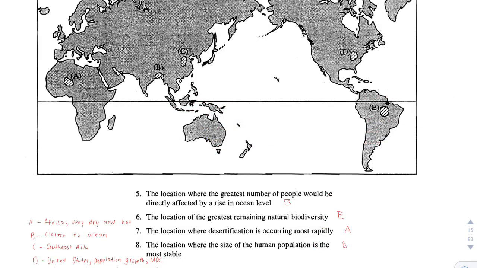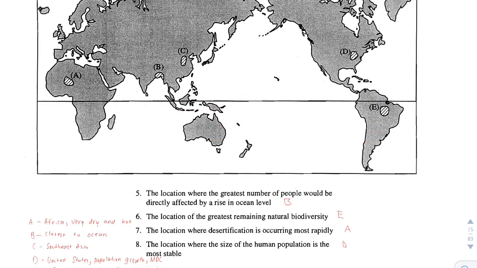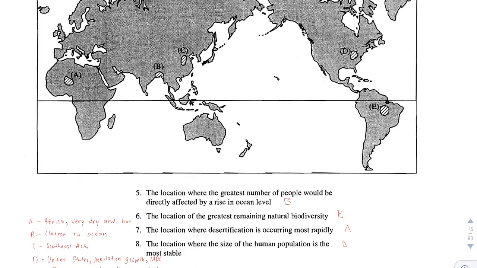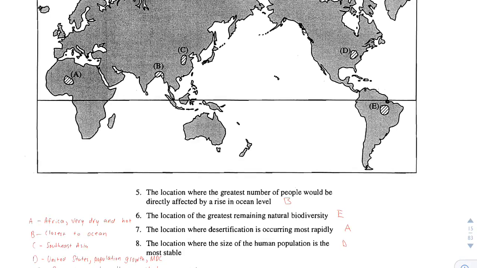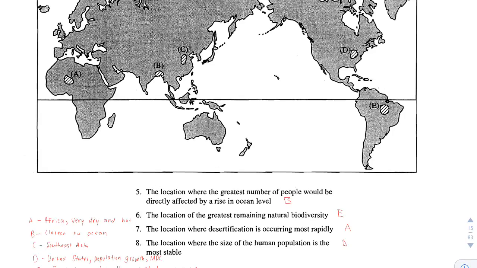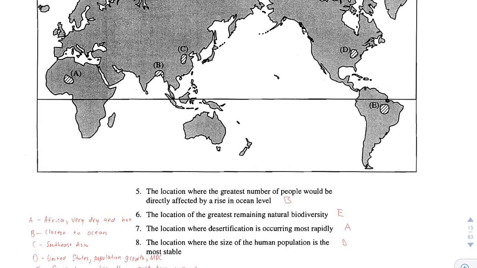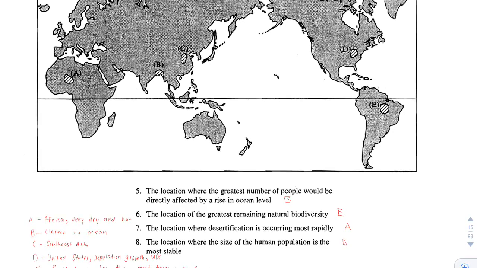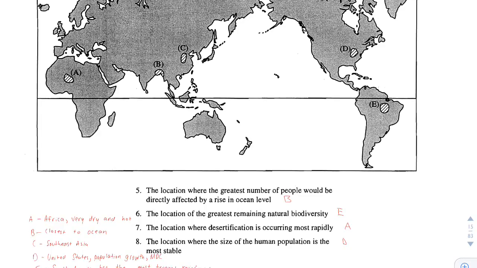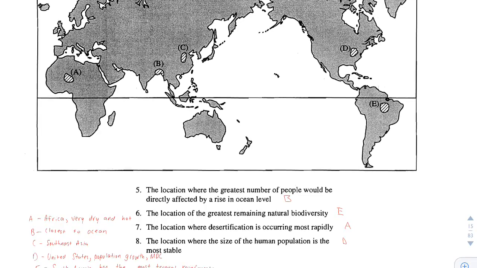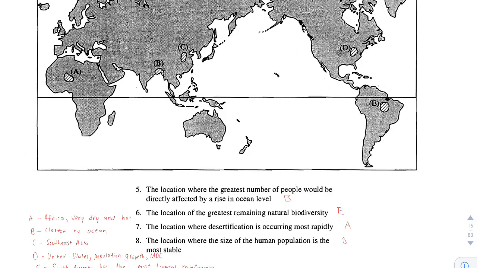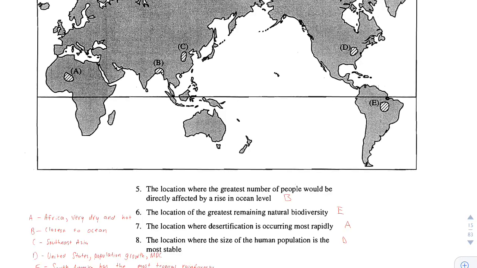Option A is Africa, which is very dry and hot. Option B is the closest to the ocean out of the 5 choices. Option C is Southeast Asia. Option D is the United States, which has population growth and is a more developed country. Option E is South America and has the most tropical rainforest out of the 5 choices.